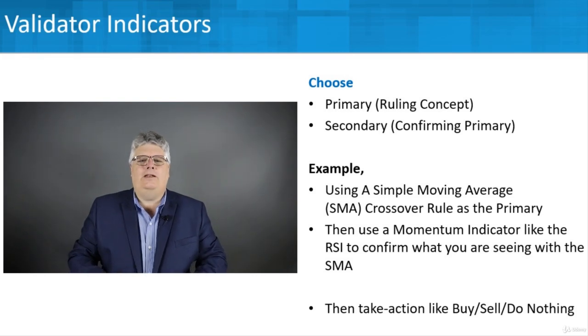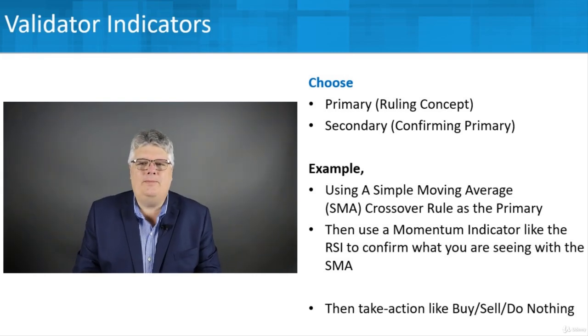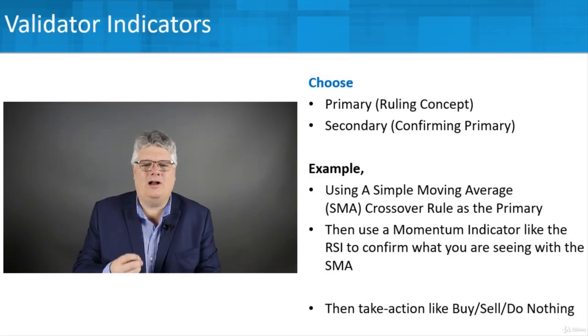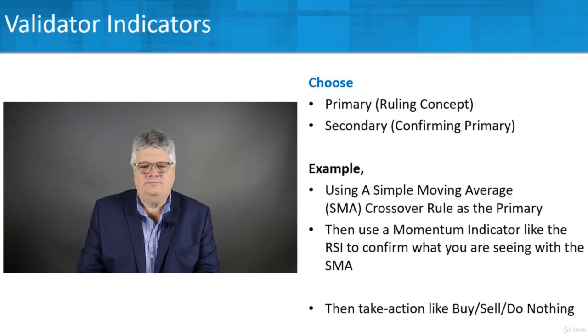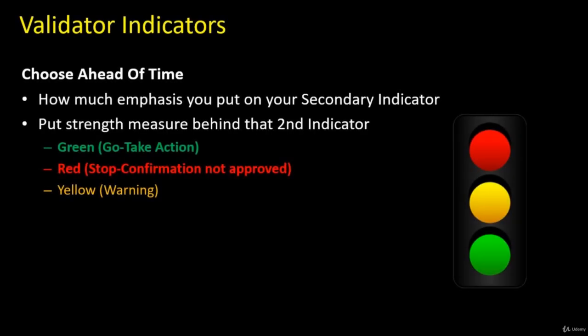And around validator indicators, it's important to choose them ahead of time, right? You're not doing this on the fly. You're not doing that simple moving average and saying, oh, today sounds like a momentum day, or I feel like a volatility measure today, what about those Bollinger Bands? You're going to choose them ahead of time because it's part of your overall strategy, your overall setup as far as trading. So those secondary ones you choose ahead of time, and you decide how much emphasis you're going to put on that secondary indicator. How much of a validator is that for your primary?